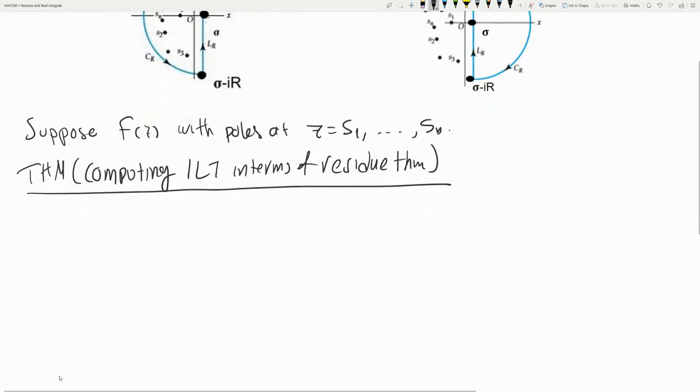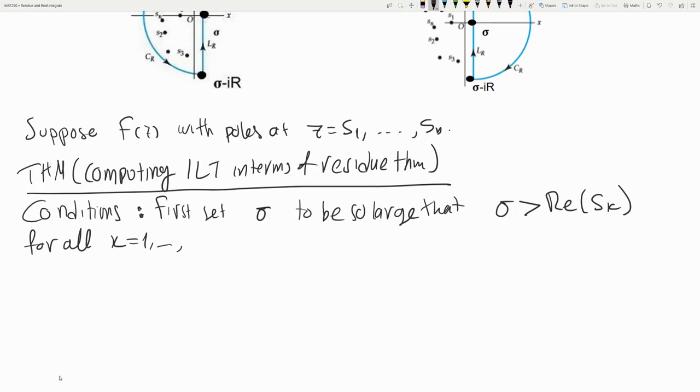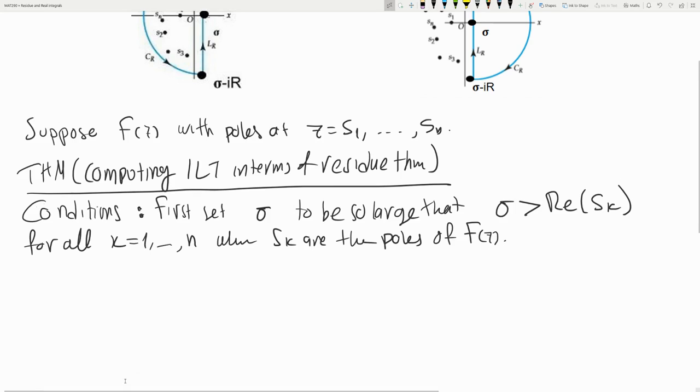So, some conditions. First, set sigma, the number sigma from Andrian's clip, to be so large that this number sigma is above the real part of any pole s_k for all k from 1 to n, where s_k are the poles of f. Now the theorem splits into two cases.